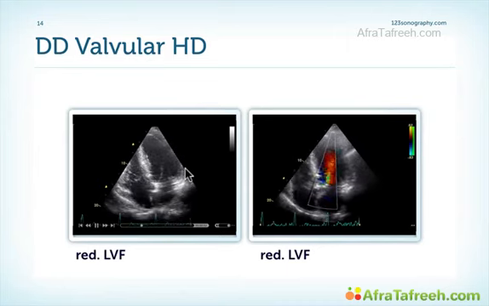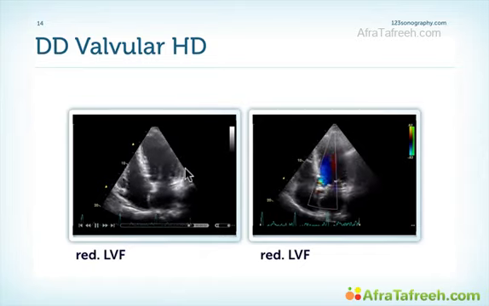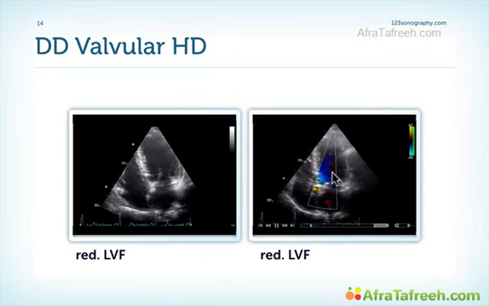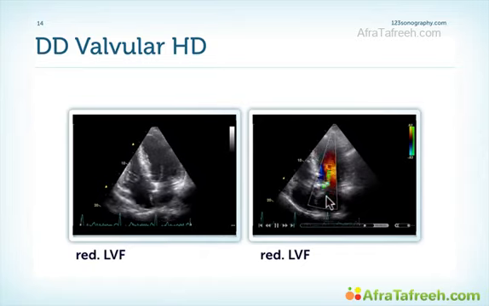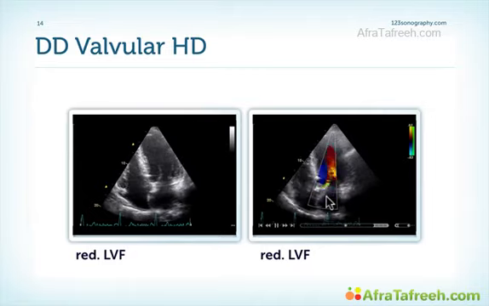The patient, however, does not have dilated cardiomyopathy. If we look at the aortic valve, we can see that it is calcified. The patient in reality has aortic stenosis, and there's also some degree of aortic regurgitation.